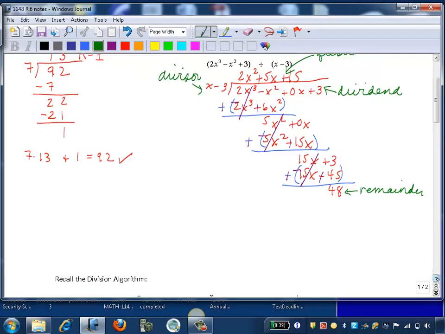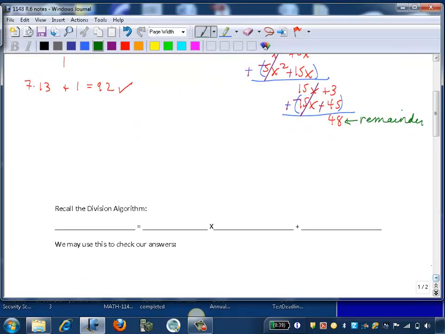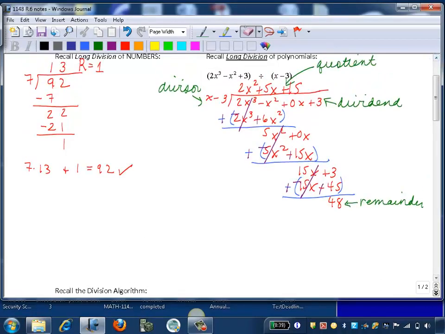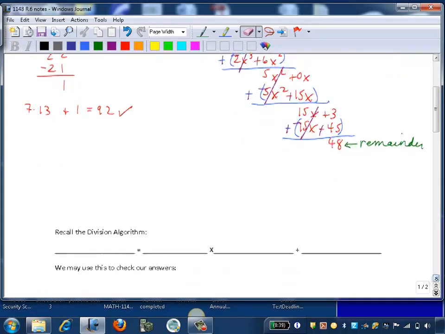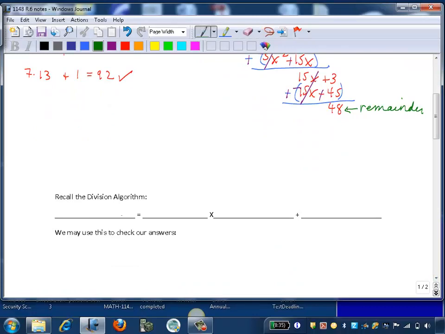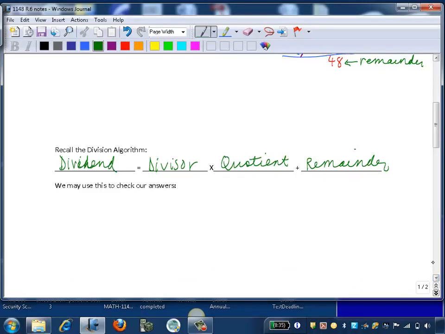So we could check our answer to the problem we just did using the division algorithm. Just like we did over here, we checked 92 divided by 7, so we checked it by multiplying 7 times 13, divisor times the quotient, and added the remainder, and we ended up with the dividend. We can do the same thing here with our polynomial. So let's just write out our division algorithm here generically. The dividend, the thing we start with, the thing we're dividing into, is going to equal the product of the divisor and the quotient, and then we add on the remainder. So let's use this to check our answer to the polynomial division we just did.